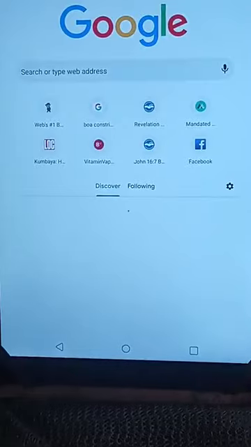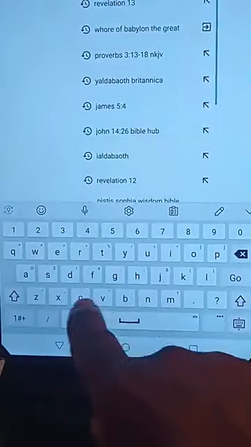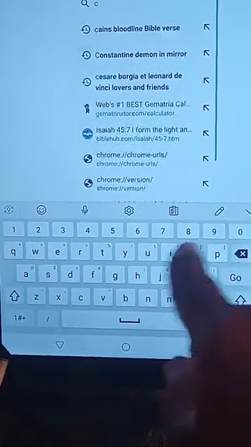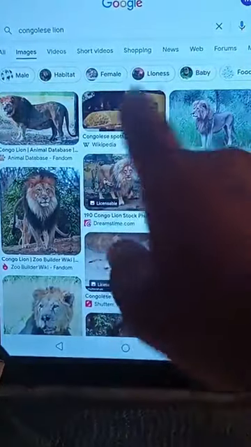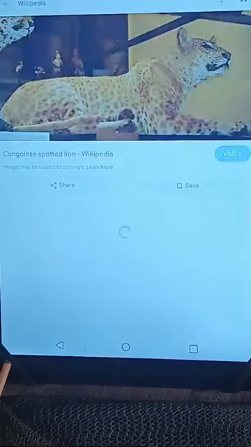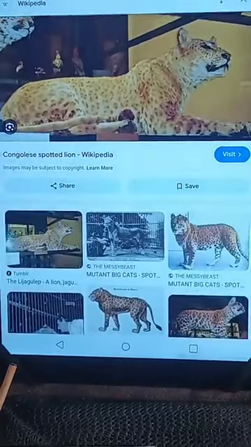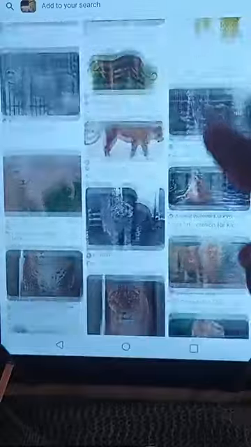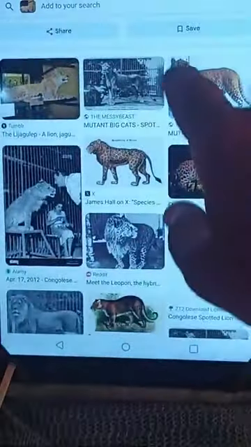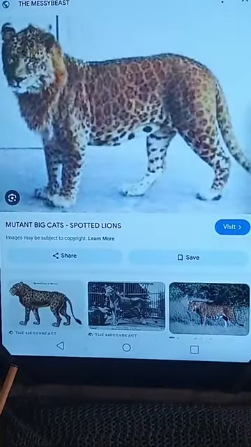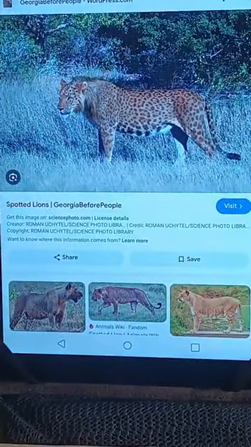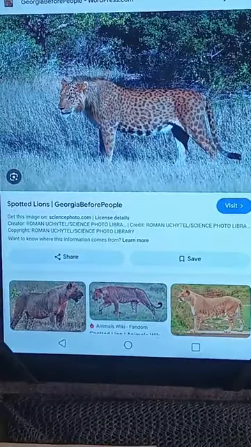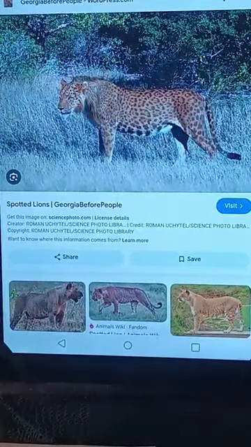If you Google Congolese lion, Congolese spotted lion, go to images. I always go to this picture, and then this other picture is going to pop up. Scroll down. Where is it? Okay, click on this one. This one right here. This is the perfect example. Now, if you just look at the head, I need a blank piece of paper. Okay.